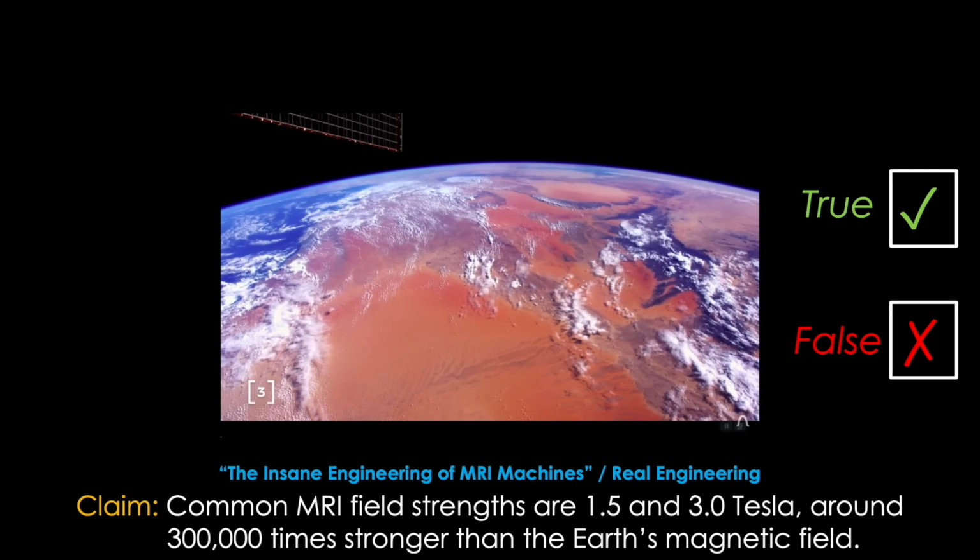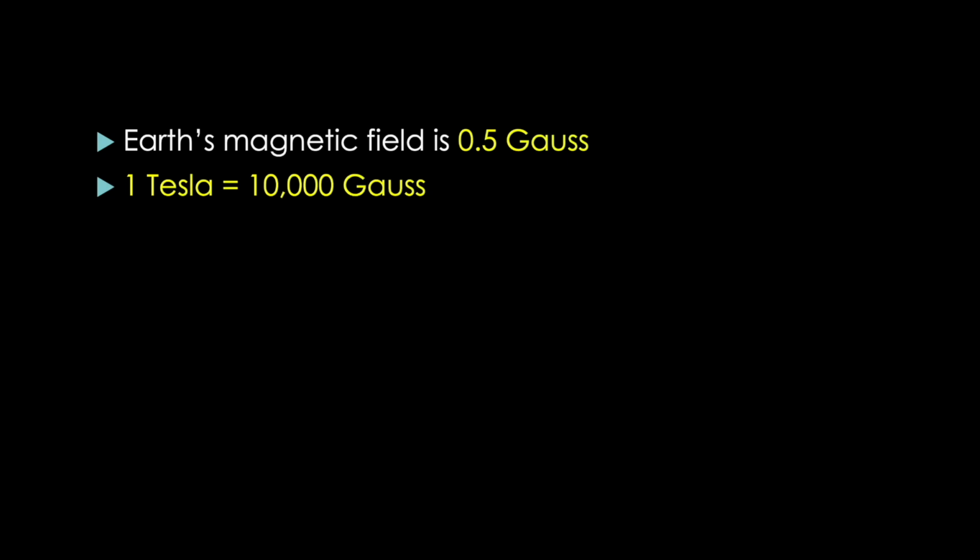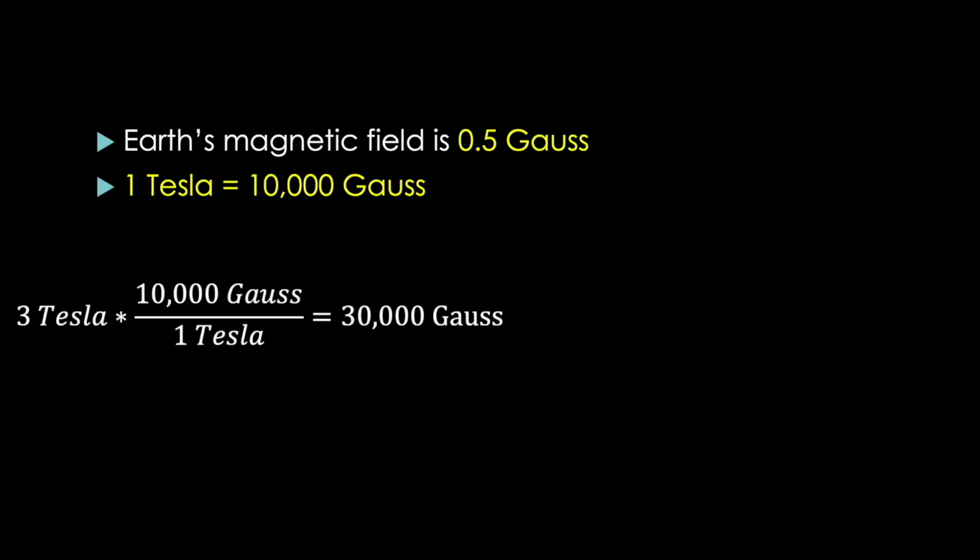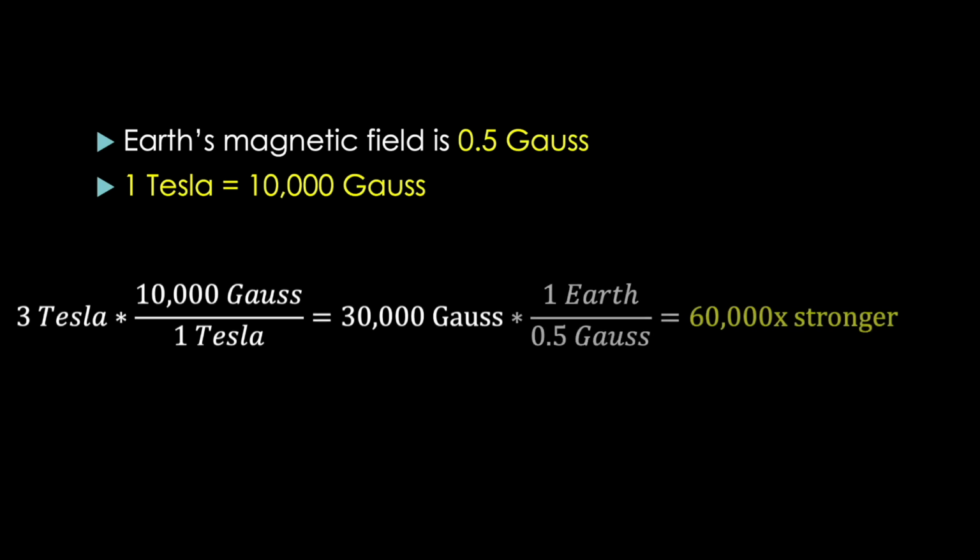Another partially correct. The most common MRI field strengths are indeed 1.5 and 3 Tesla in the clinical setting. But if we do the math here, and this is important to know for board exams, the Earth's magnetic field varies but equals approximately 0.5 Gauss, and 1 Tesla equals 10,000 Gauss. So if we do a little math here, a 3 Tesla MRI machine would have a field strength equal to 30,000 Gauss, which equals 60,000 times the strength of the Earth's magnetic field, not 300,000.